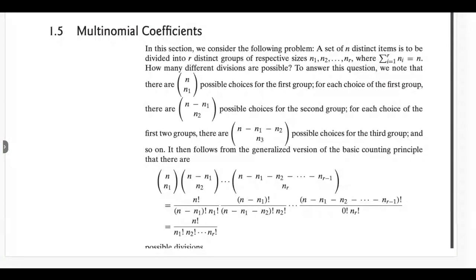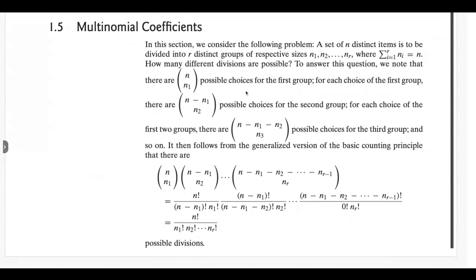Okay, so multinomial coefficients. Let's see the setup. A set of n distinct atoms is to be divided into r distinct groups. Just imagine we have n distinct, different things, and we can make r groups out of those n things. Each group may have n1 members, n2 members. So the first group has n1 of them, the second n2 of them, and because we have r groups, the last one is denoted nr. Those numbers represent how many.